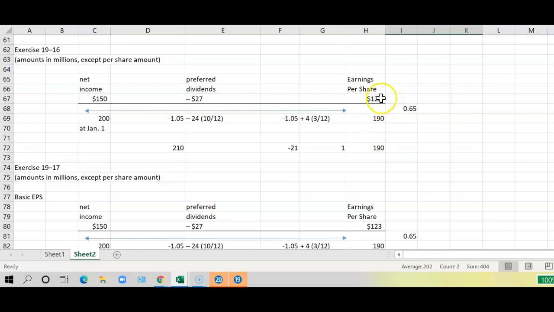You take the $123 million net income available to common shareholders and divide that by the weighted shares of common stock outstanding, which is 190 million. So your earnings per share would be 65 cents.